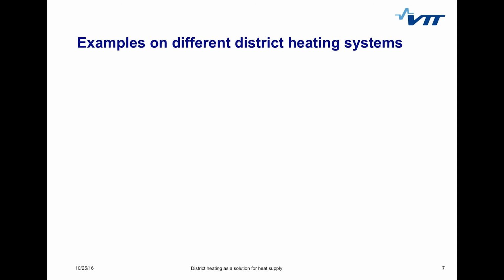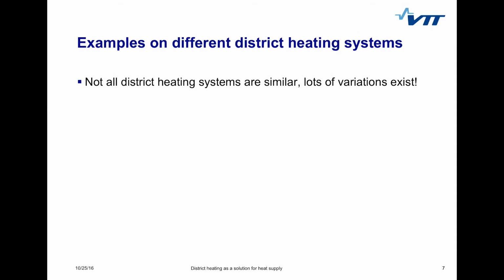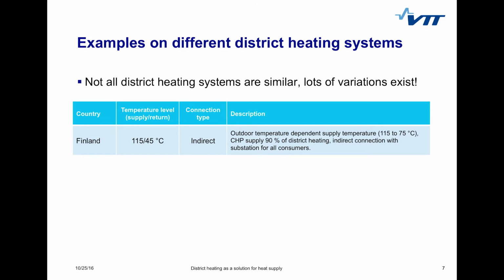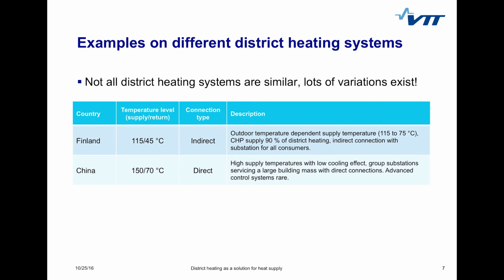So different kinds of district heating system designs exist. There is lots of variation in design. Finland has a very well developed system with indirect connection of consumers using building specific substations. Control systems are an integral part of the design, and the CHP share is very high, over 90% of produced heat. In China, temperature levels are higher. Substations do exist, but they are called group substations, servicing several buildings with heat demand measured in megawatts. Control systems are often not present.